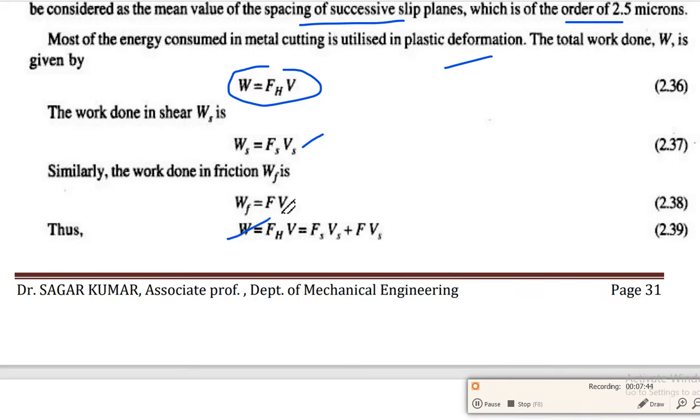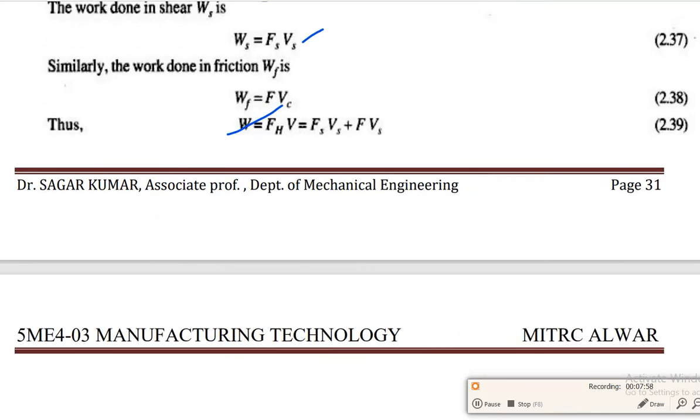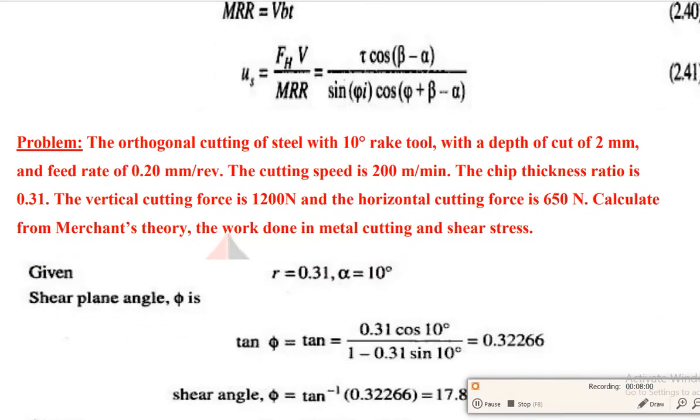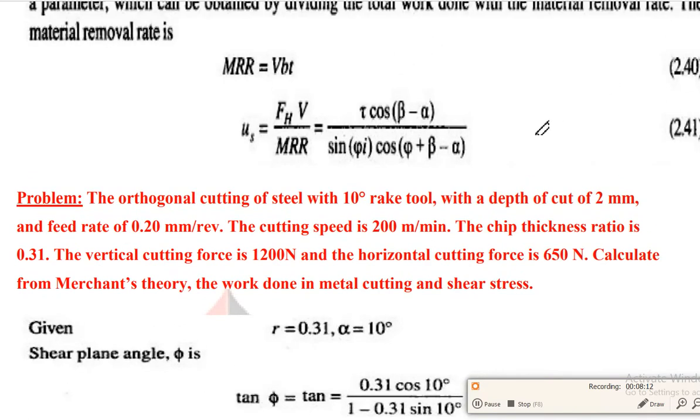To find the total work done per unit volume, we have to divide it by the total material removal rate. Then MRR is equal to V b t. If we rearrange this term, we will get the value of U is equal to FH into V by MRR, and after rearranging the equation, we will get tau cos(beta minus alpha) by sin phi into cos(phi plus beta minus alpha).